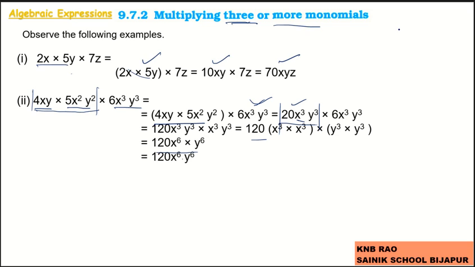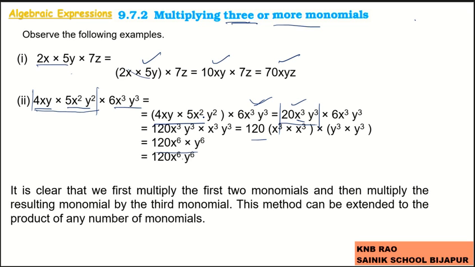So in algebra, instead of the multiplication symbol, we will use a dot for multiplication. Now see children, it is clear that we first multiply the first two monomials and then multiply the resulting monomial by the third monomial. This method you can now extend to any number of monomials when you are multiplying them. Okay. Now coming to the next point, is there any alternative to this?